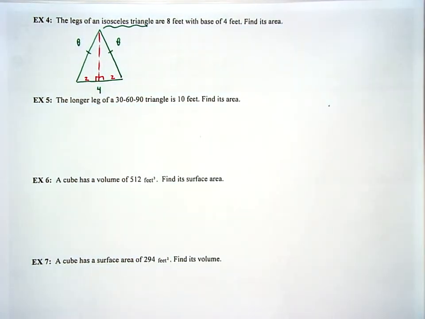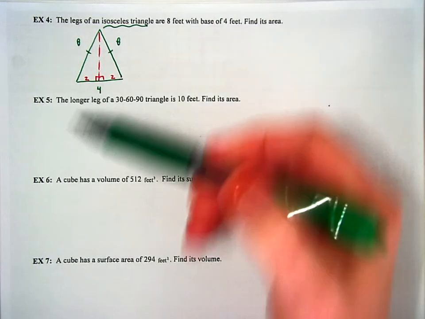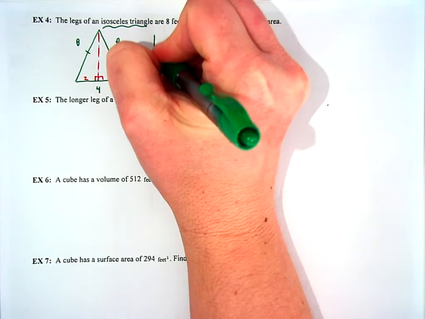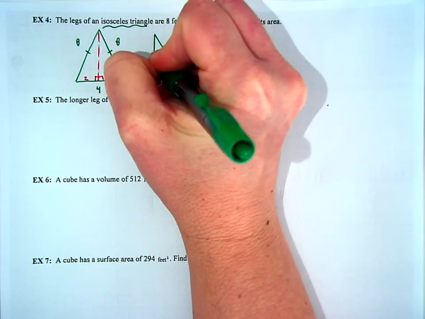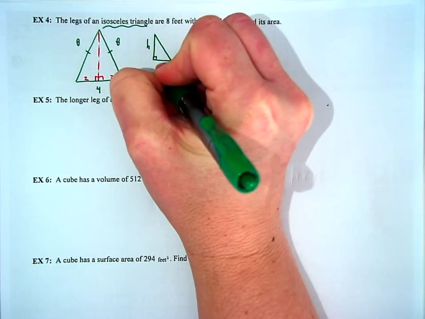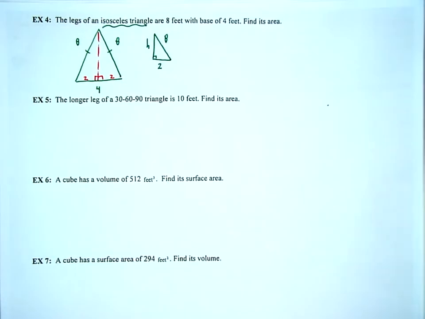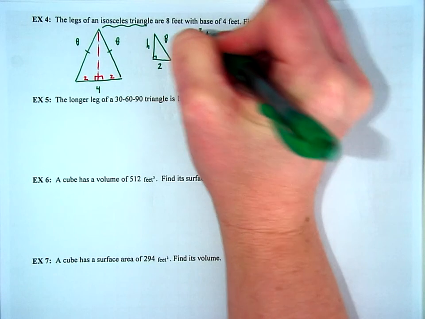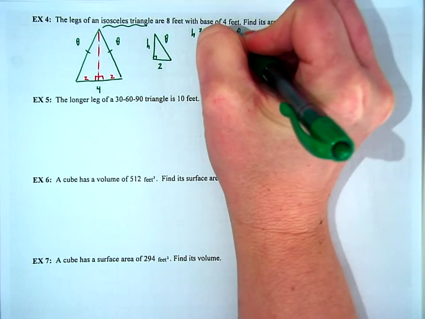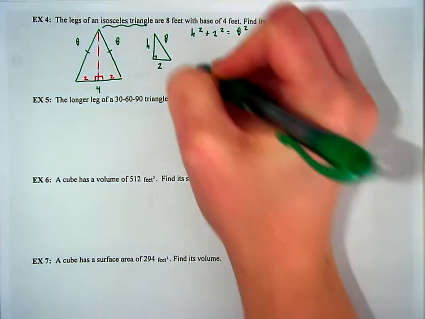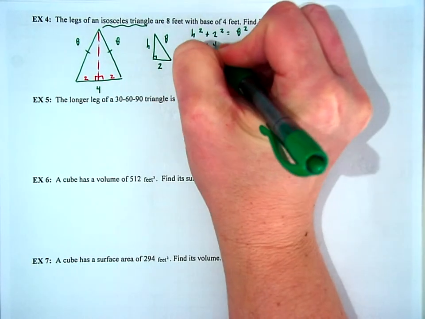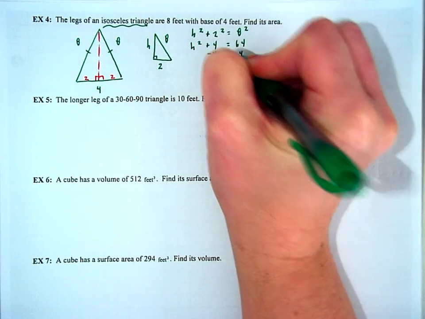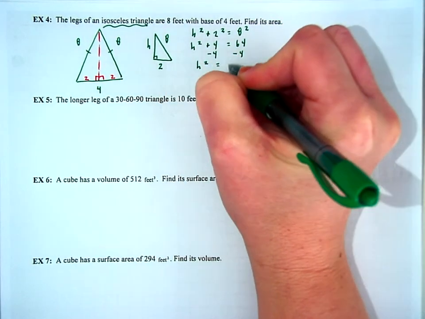To find its area, I need to figure out the height of it. I need to know what this measure is right here. So I have to visualize this right triangle first, where this is my height, this leg is 2, and the hypotenuse is 8. So I'm using a little Pythagorean theorem to get me there. So h squared plus 2 squared equals 8 squared. So my height squared plus 4 is going to equal 64. Take away the 4 from each side. The height squared is equal to 60.